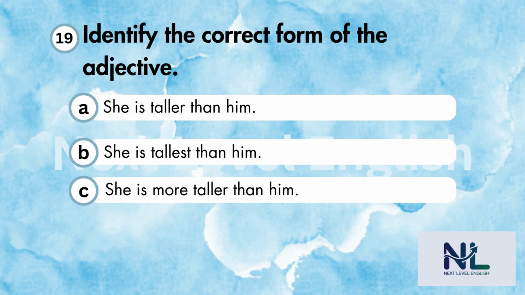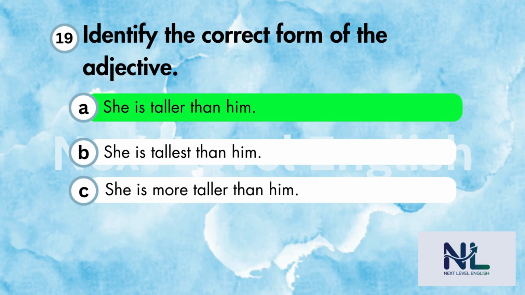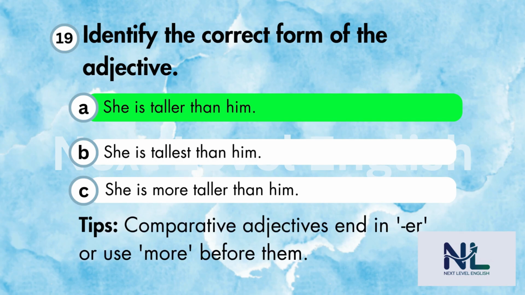19. Identify the correct form of the adjective. She is taller than him. Tips: comparative adjectives end in er or use more before them.